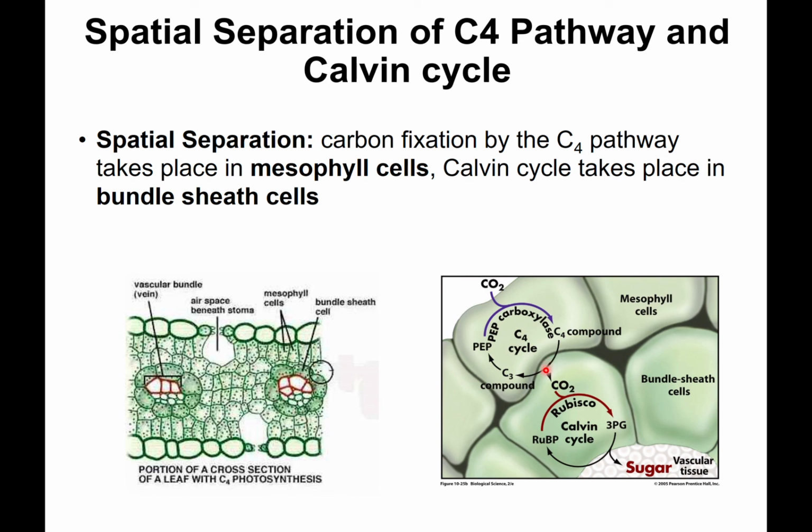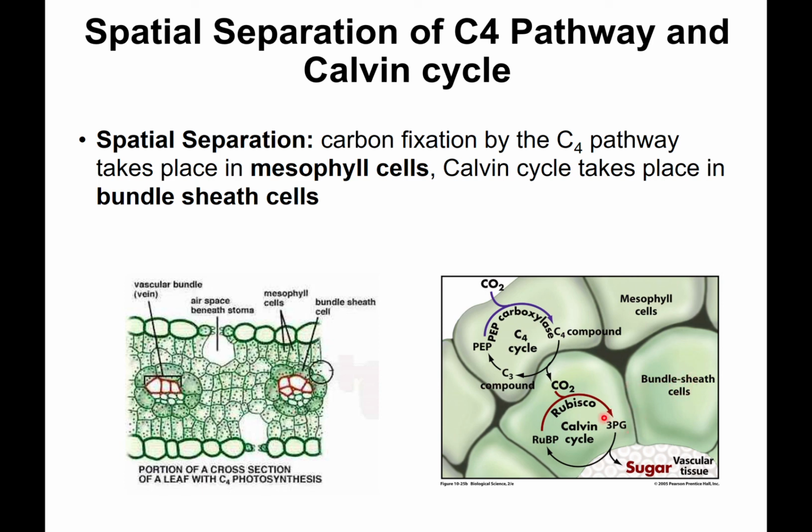So now the malate releases the carbon dioxide here, forming pyruvate, a three carbon molecule. Carbon dioxide is released here, and now Rubisco has a lot of carbon dioxide to bind to and perform the Calvin cycle in the bundle sheath cell.